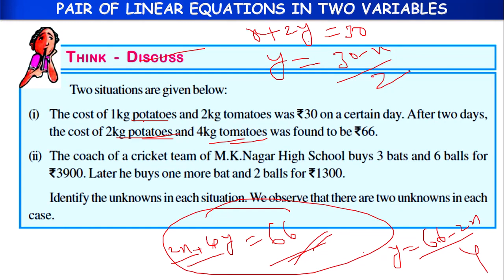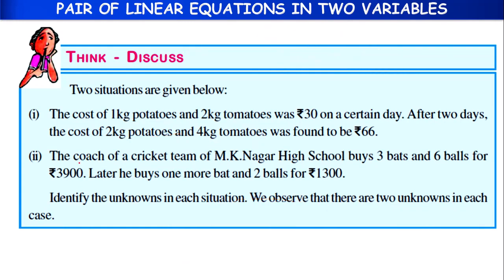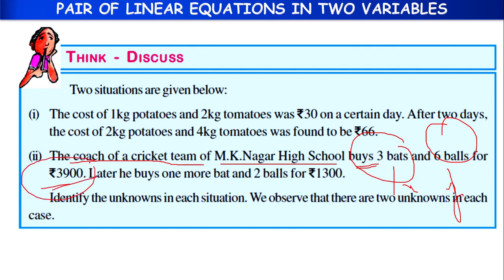Next, let's see another situation. The coach of a cricket team of MK Nagar High School buys 3 bats, let it be X, and 6 balls, let it be Y, for rupees 3900. Later, he buys 1 more bat and 2 more balls for rupees 1300. So now, what is the cost of each bat and each ball? That we have to find, graphically.